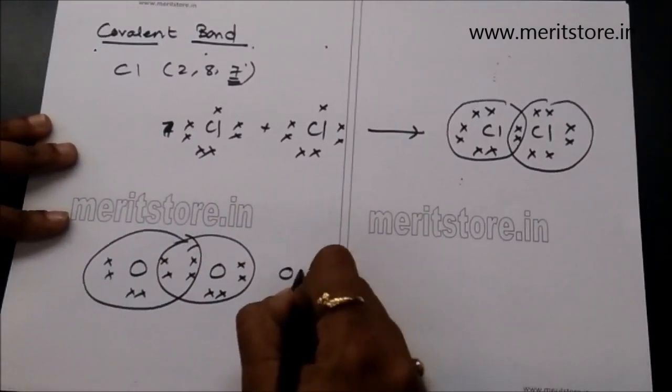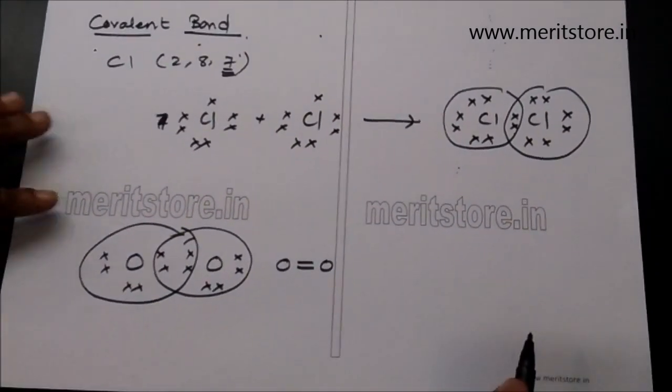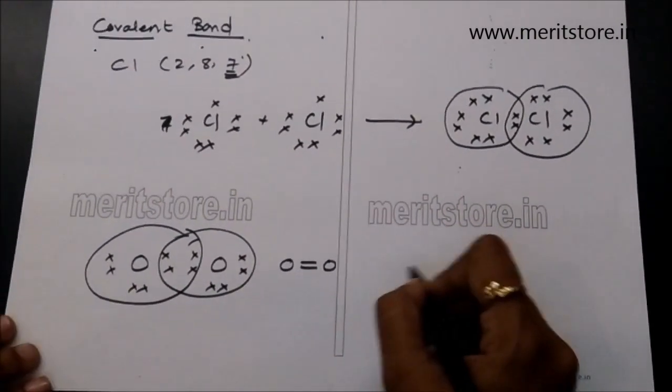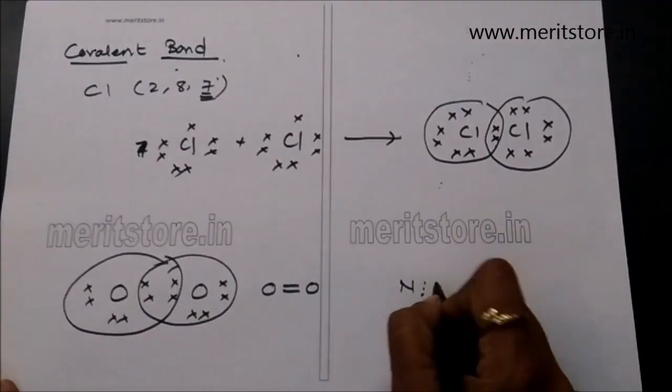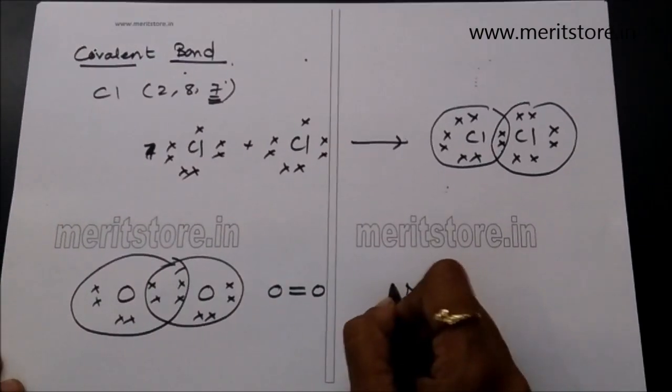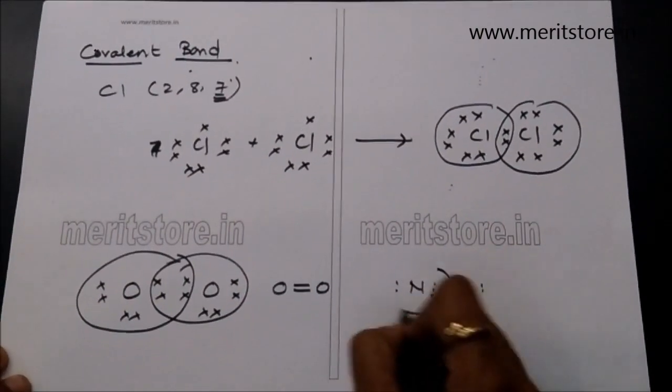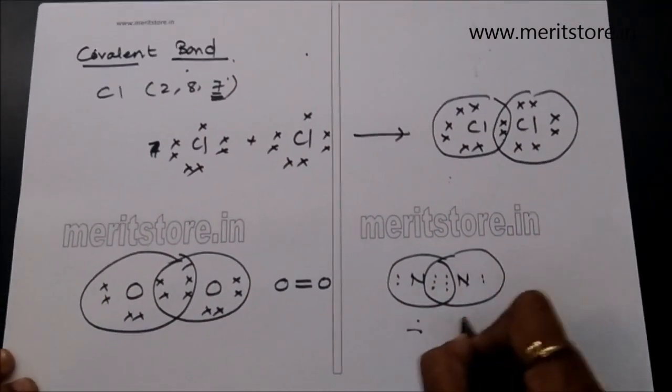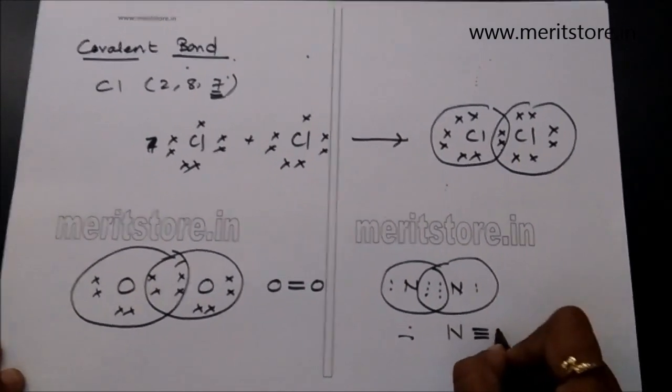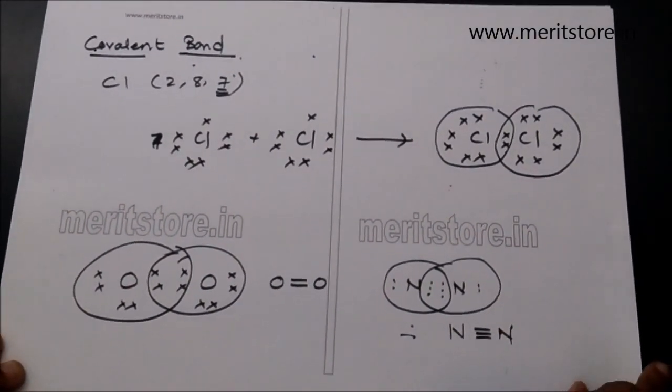Hence, the number of bonds present between the oxygen atoms is 2. Similarly, in the case of nitrogen, 3 electron pairs are shared between the two, and hence now their octet is complete. So, the number of bonds present between the two nitrogen atoms is 3.